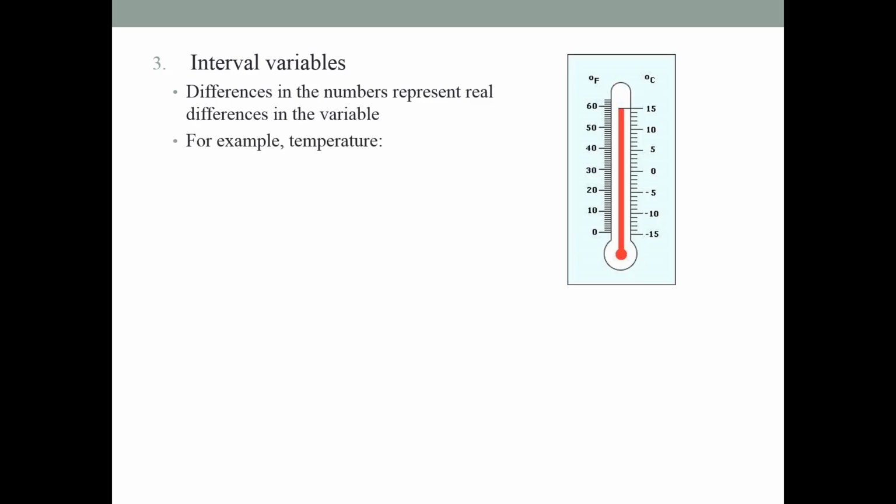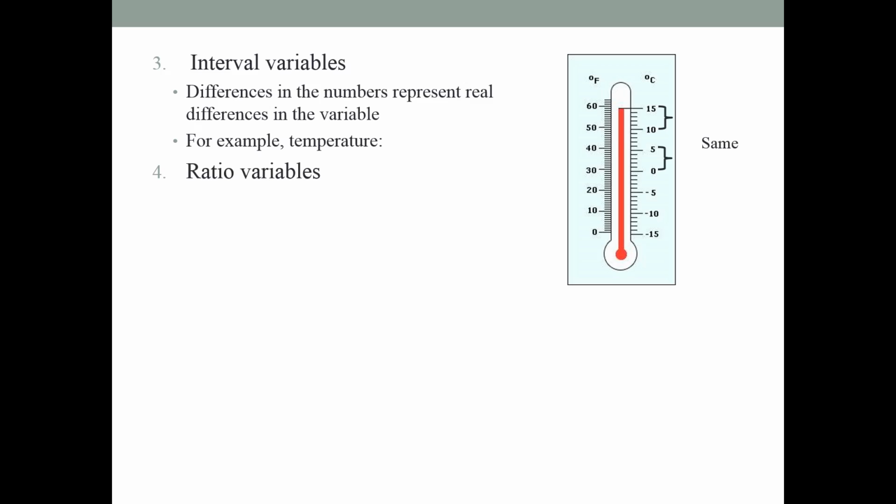Okay. The third way is interval variables, and we prefer this, at least this measurement, or number 4, which we're going to talk about later. Interval variables, differences in the numbers, represent real differences in the variable. So for example, temperature. You see this temperature? The distance between degree 15 and 10 is the same as between 5 and 0.